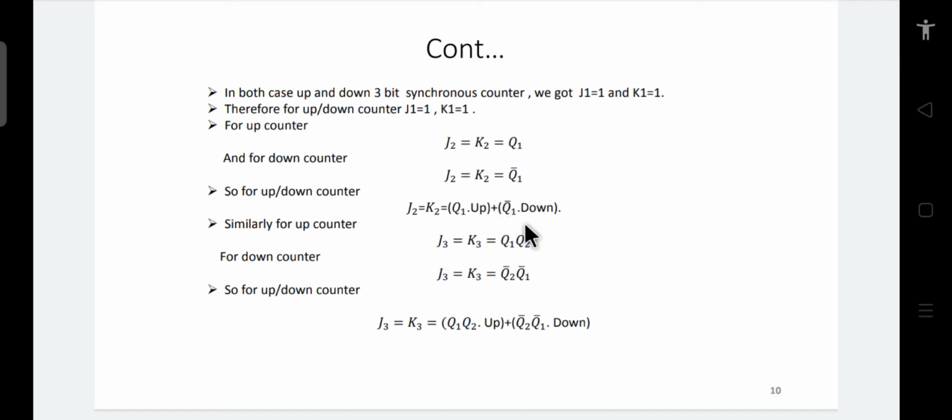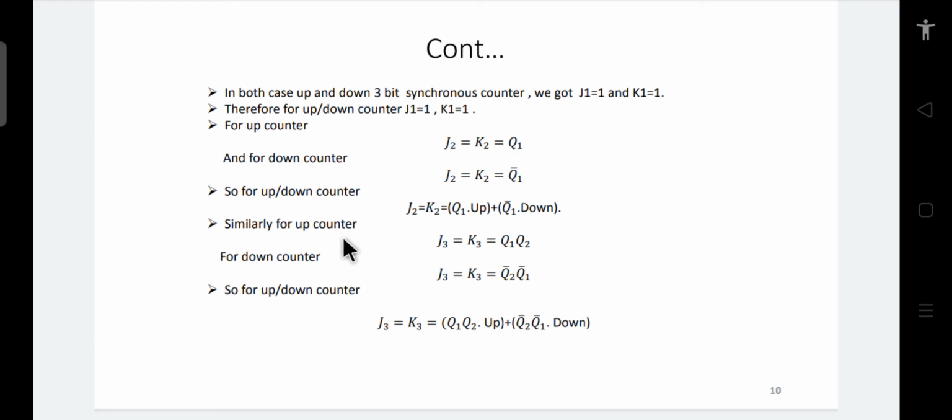So Q1 bar will not become the input to the next flip-flop, whereas when M is equal to 1, Q1 will become the input, because we are ANDing these together and then ORing these two terms together. So we are using 3 gates: 2 AND gates, Q1 dot M and Q1 bar dot M bar, and then those 2 AND gates are ORed together. This is what you see, and I am going to show you this later on.